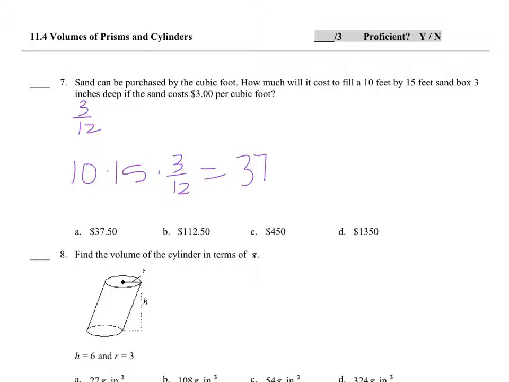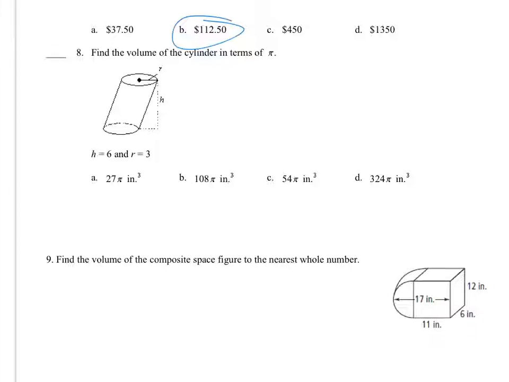My volume is 37.5. And some of you might circle 37.5, but that's not my answer. Because it says per cubic foot, it costs $3. That means every 1 cubic foot costs $3. So I have 37.5 cubic feet, so I have to multiply that by 3.